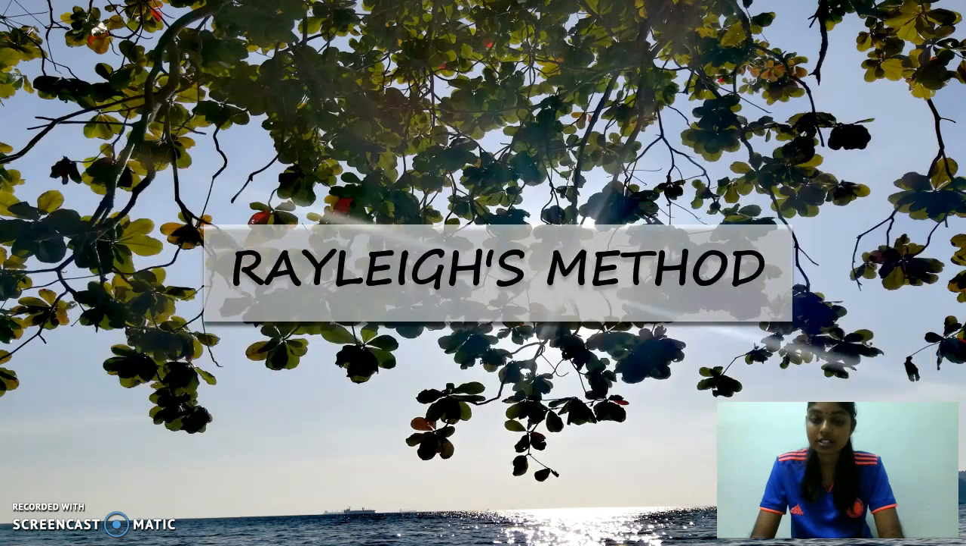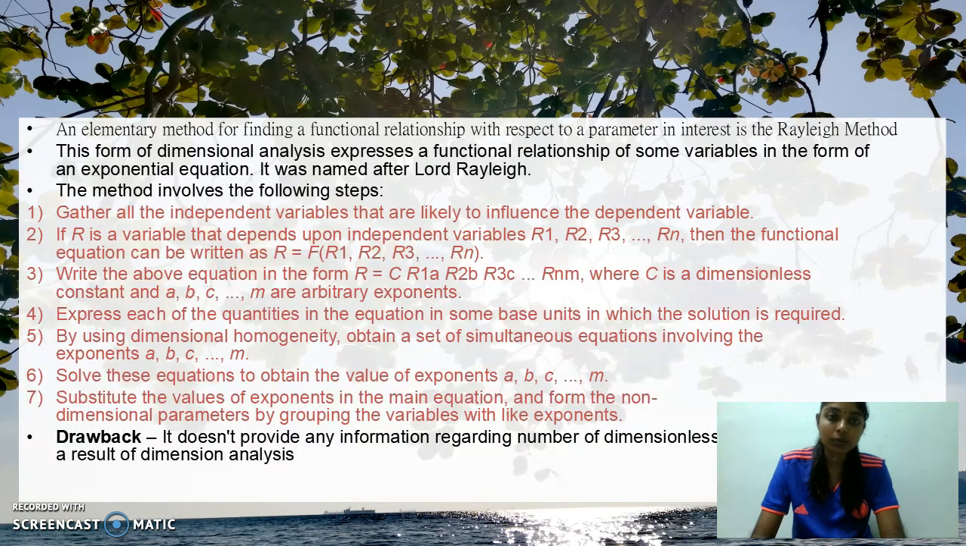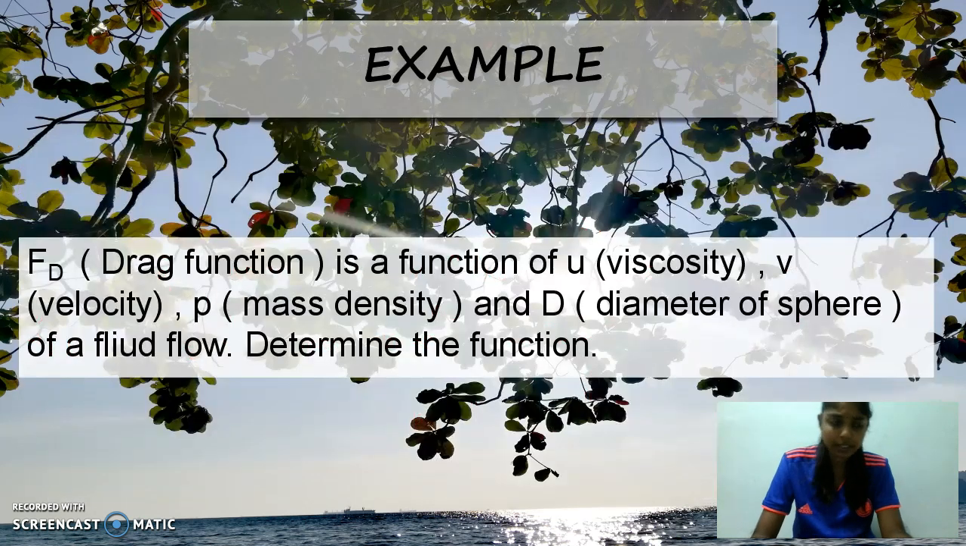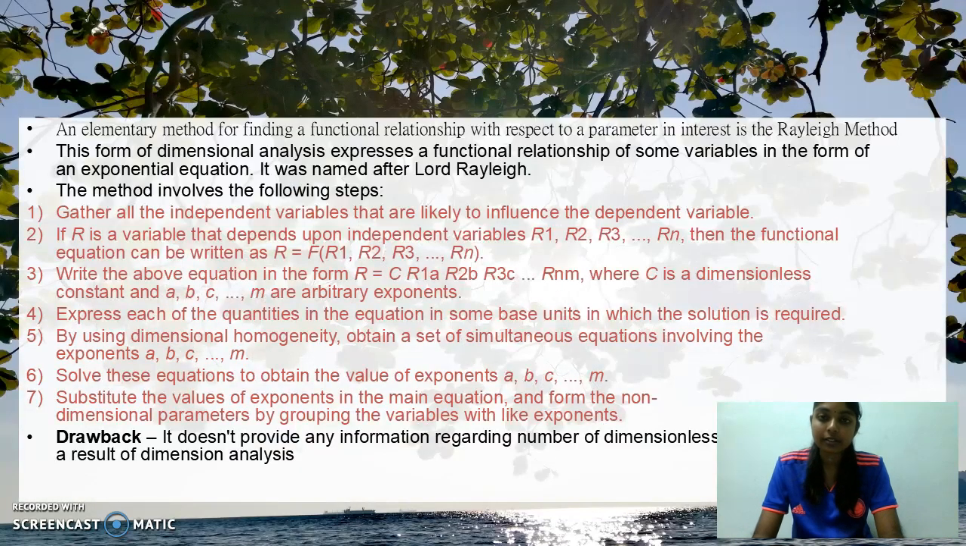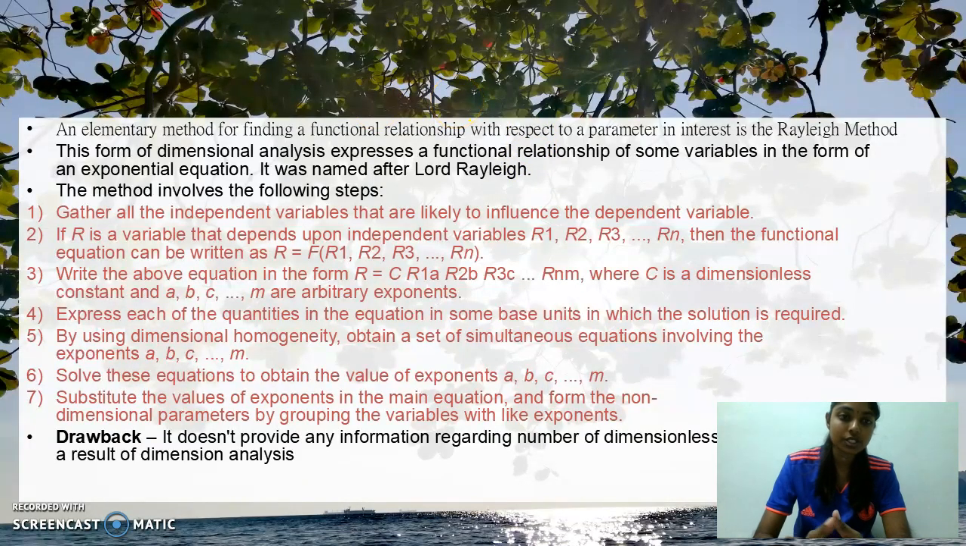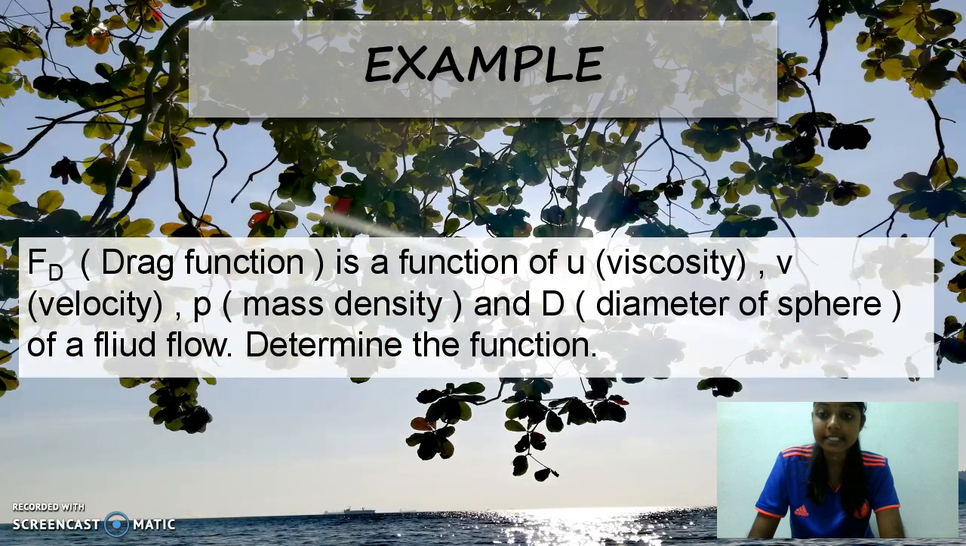Firstly, we'll look at the first method, which is the Rayleigh method. I would like to explain a bit about this method. This method finds a functional relationship with respect to the parameter of interest. You can read this. We have some steps to solve using this method, so let's see it in detail by using an example.